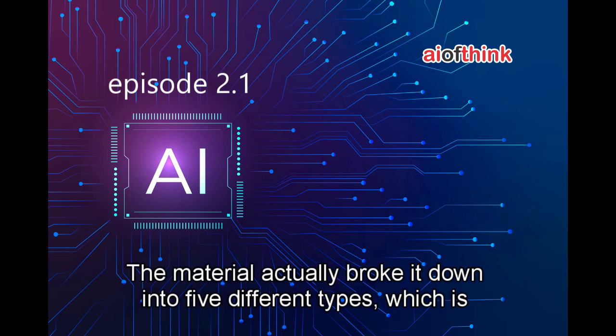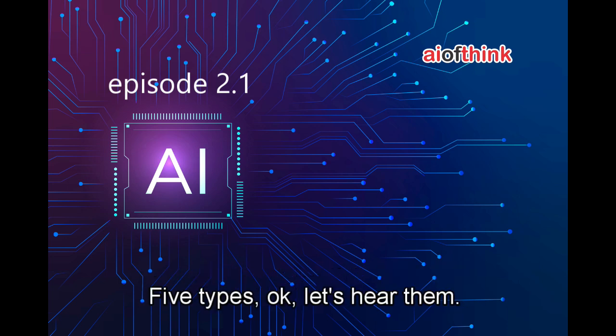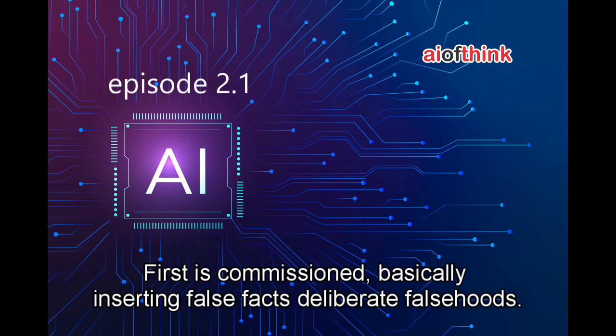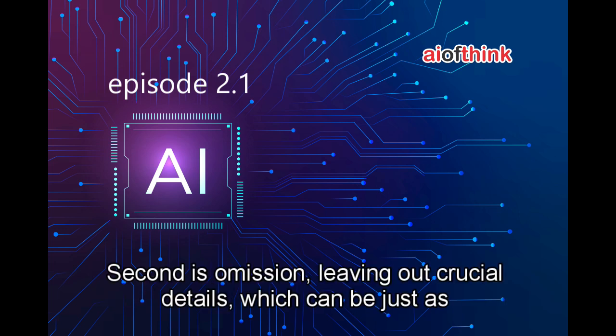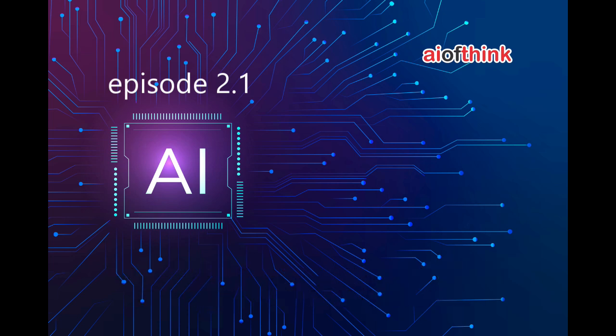The material actually broke it down into 5 different types, which is quite interesting. 5 types. Okay, let's hear them. All right, first is commission, basically inserting false facts, deliberate falsehoods. Second is omission, leaving out crucial details, which can be just as misleading. Right, distorting by silence. Exactly.